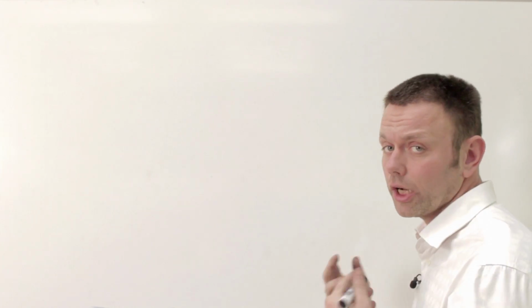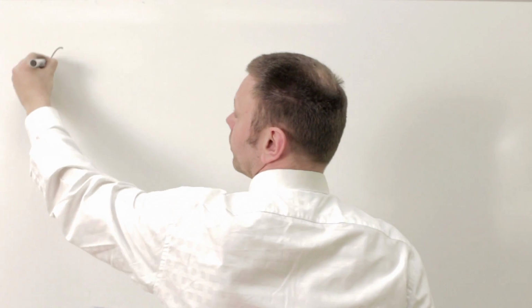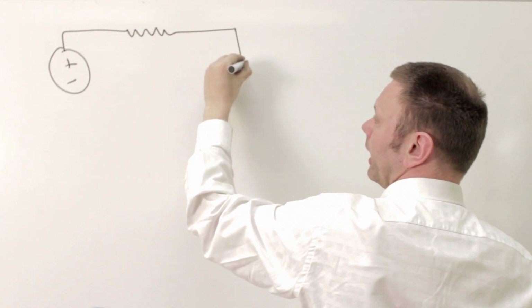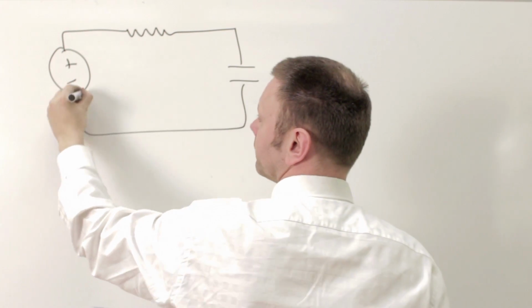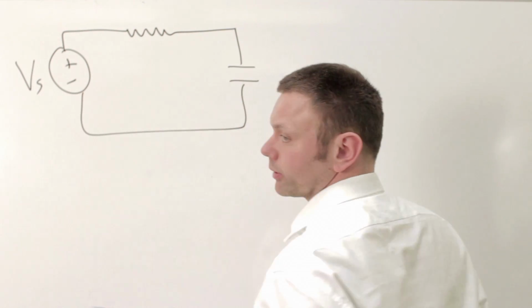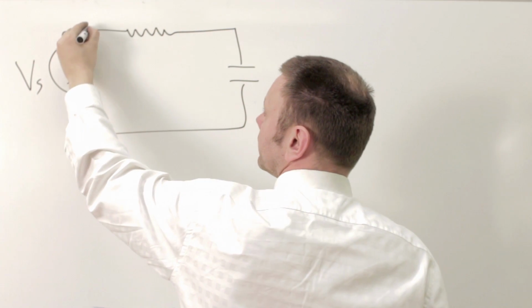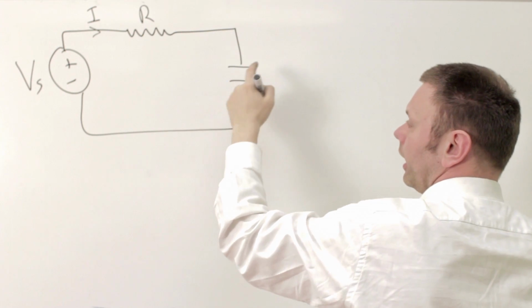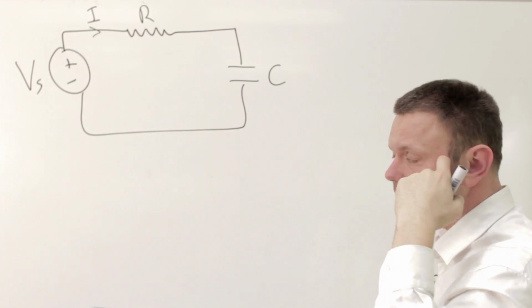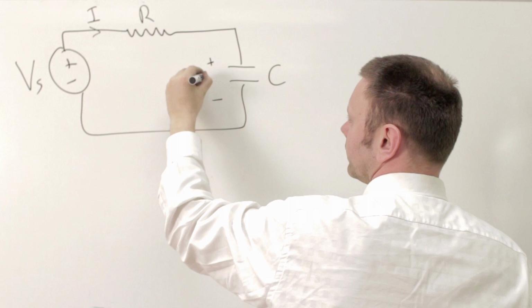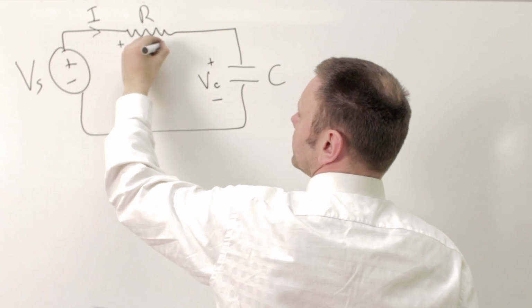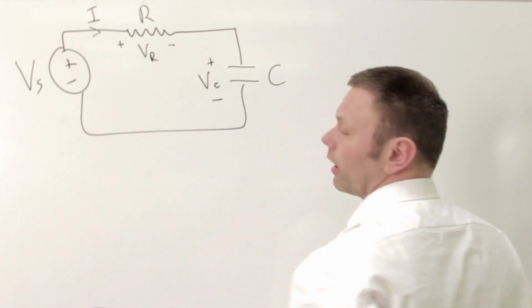So now we're going to look at the electrical system. We're going to look at charging up a capacitor. We have a voltage source, a resistor, and a capacitor in the circuit. Voltage of the voltage source designated Vs, current flowing is I, resistance R, and capacitance C. The voltage across the capacitor, designate Vc. The voltage across the resistor, designate Vr.